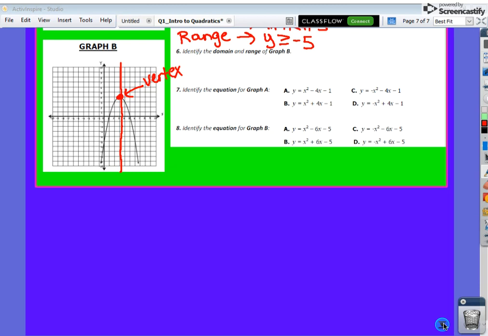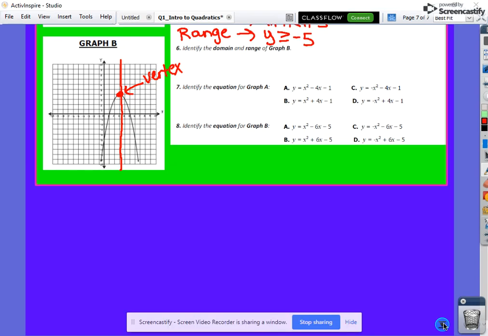For graph B, your domain is also going to be all real numbers. This is because the parabolas never end, and if you notice, there are arrow points indicating that this parabola continues to go further to the left and further to the right on the graph. The range, as you can see, are y values that are at 4 or below.